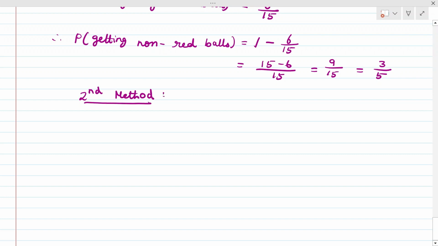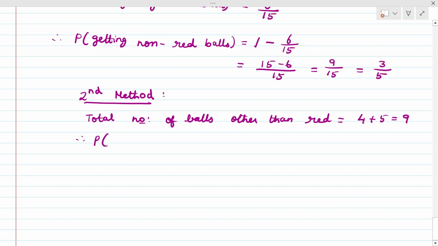The second method is the total number of balls other than red. We don't want red, no? So what are the total possibilities? We had 4 green and 5 white, right? So 4 plus 5 is equal to 9. 9 balls are not red. Now, therefore, the probability of getting non-red balls: what is our requirement? 9 by 15.